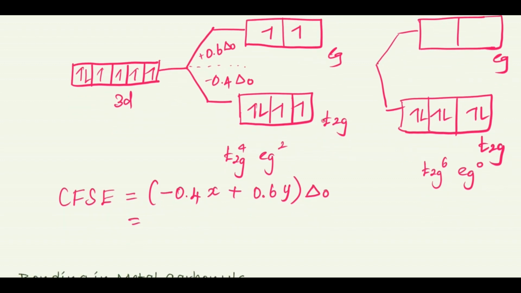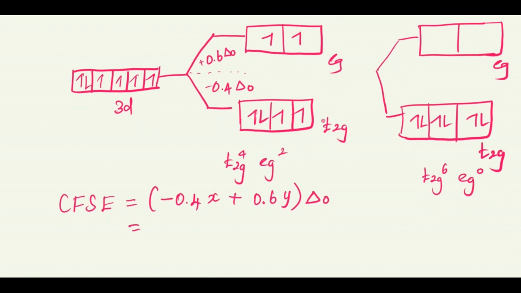So how can we find it out? Minus 0.4. How many electrons are there? 4 electrons, into 4, plus 0.6. How many electrons are there in Eg? That is into 2. So overall it becomes minus 1.6 plus 1.2. So this is minus 0.4 del octahedral. So these values can be asked as a question.